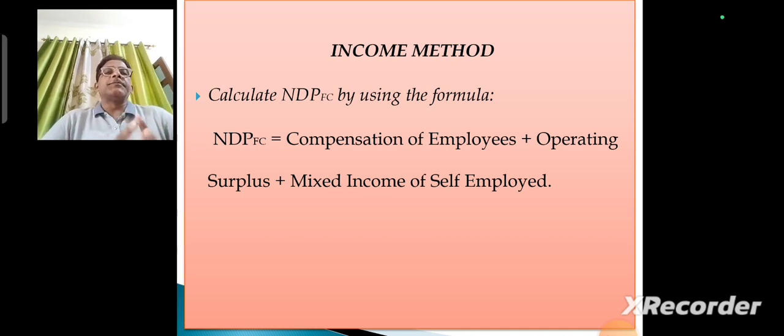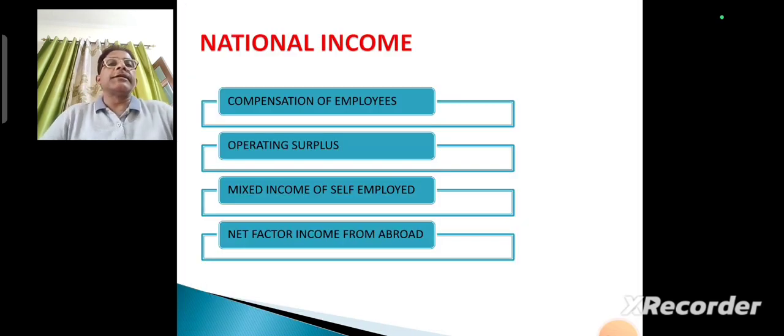So let us see this particular slide, which gives us a formula about NDPFC. NDPFC is short for net domestic product at factor cost. It is saying that it is a sum of three specific components. The first component shown in this slide is the compensation of employees. We'll be discussing these components in detail. We'll be knowing what all used to come under this particular head and what is the reason behind that. Second component shown here in the slide is operating surplus, and then you have mixed income of self-employed.